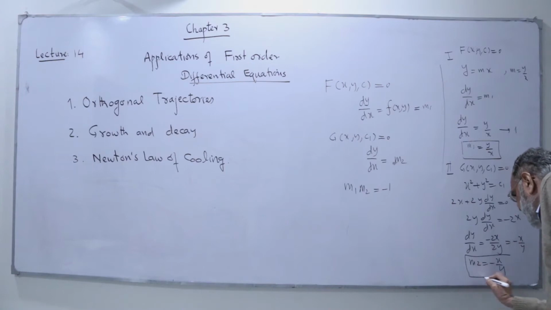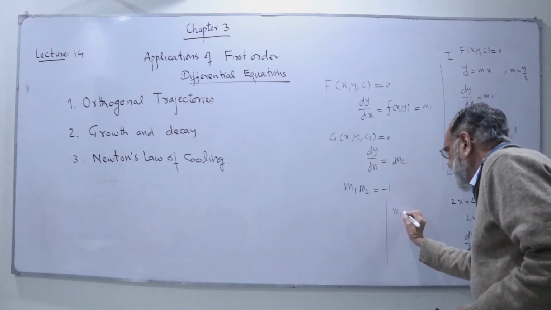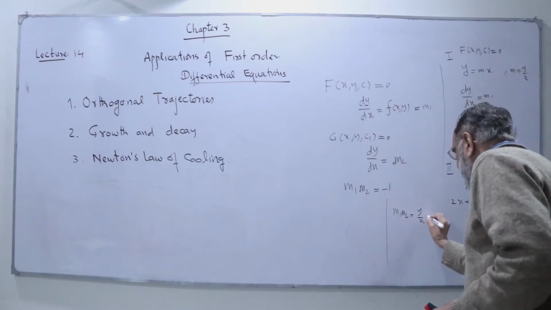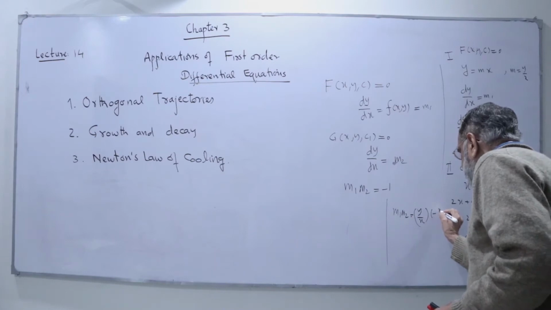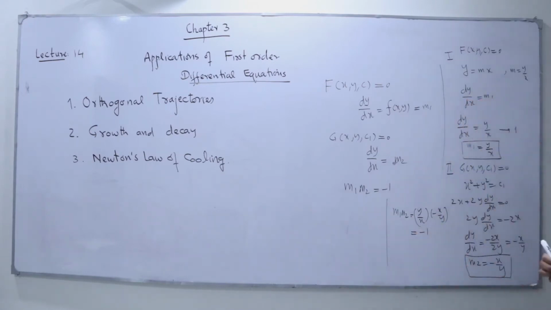So if I take the product of m1, m2, my m1 is y upon x, and my m2 is minus x upon y. The result is equal to minus 1. So we say the lines passing through the origin and the circles for different values of c centered at the origin are orthogonal trajectories.